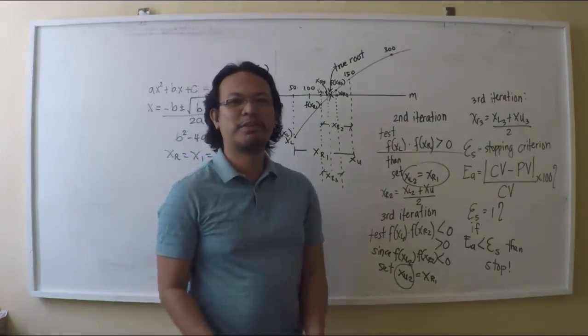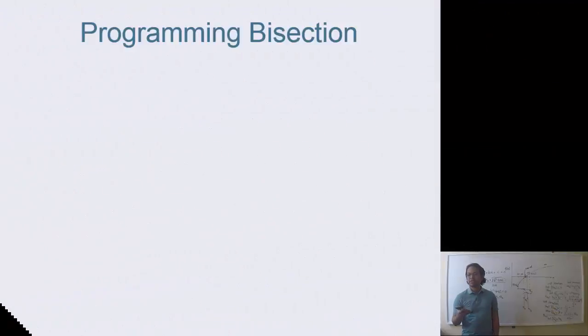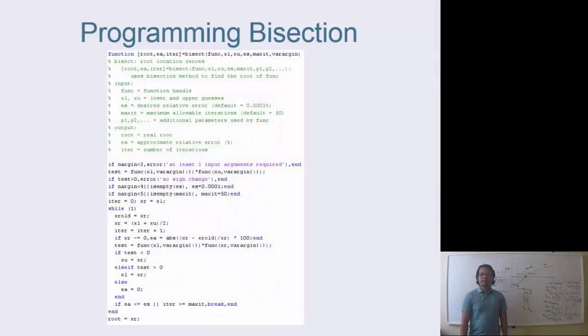So that's it. Programming bisection is something like this. It has already been included in the book, and we will try to follow that, but we can also make our own program. It doesn't really matter. This program is a function named bisect, and the inputs are your function, as an anonymous function, and some arguments. Then there's a while loop, so you can just read that.